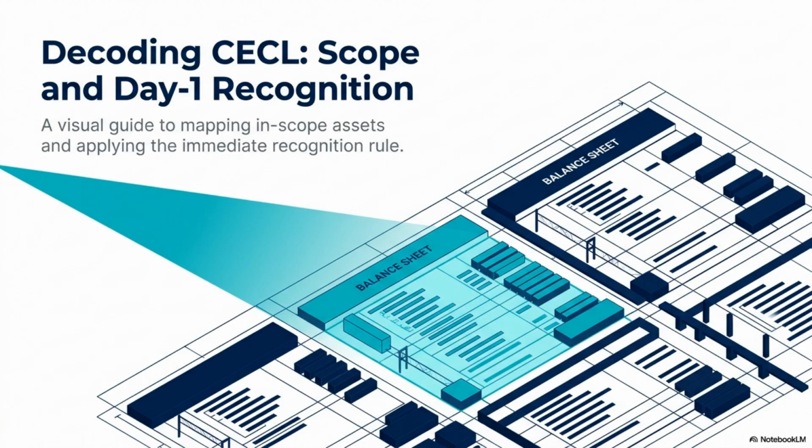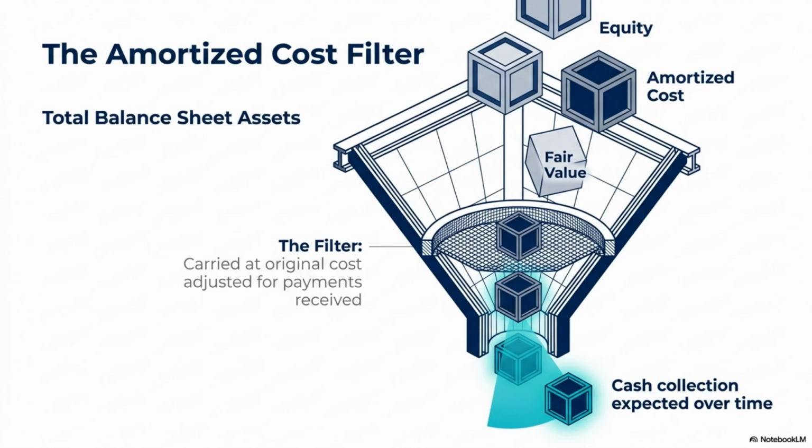We will map the 5 categories of in-scope assets, examine the off-balance sheet extension of the rules, identify what is explicitly excluded and why, and then walk through the Day-1 recognition rule that sets CECL apart from everything that came before it. Think of CECL as a filter applied to your entire balance sheet.